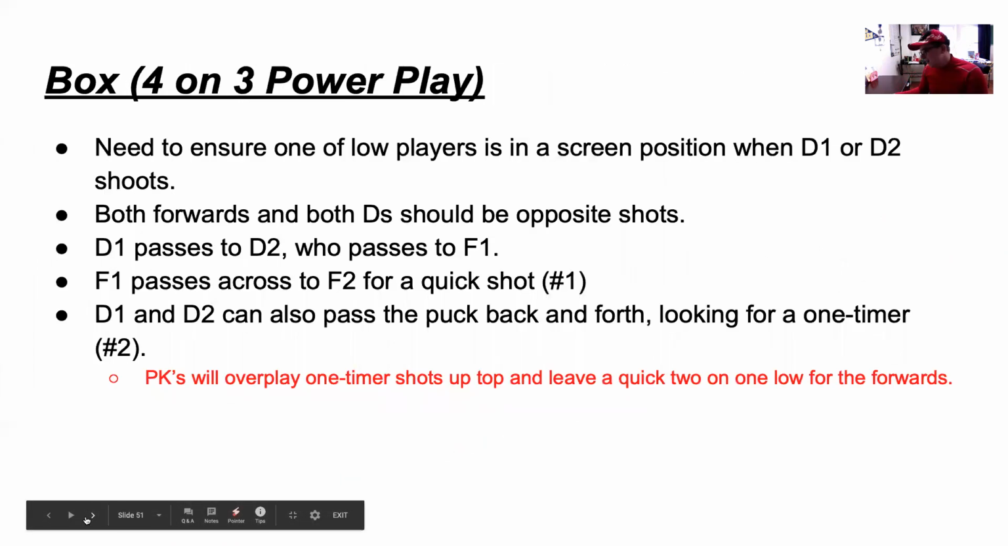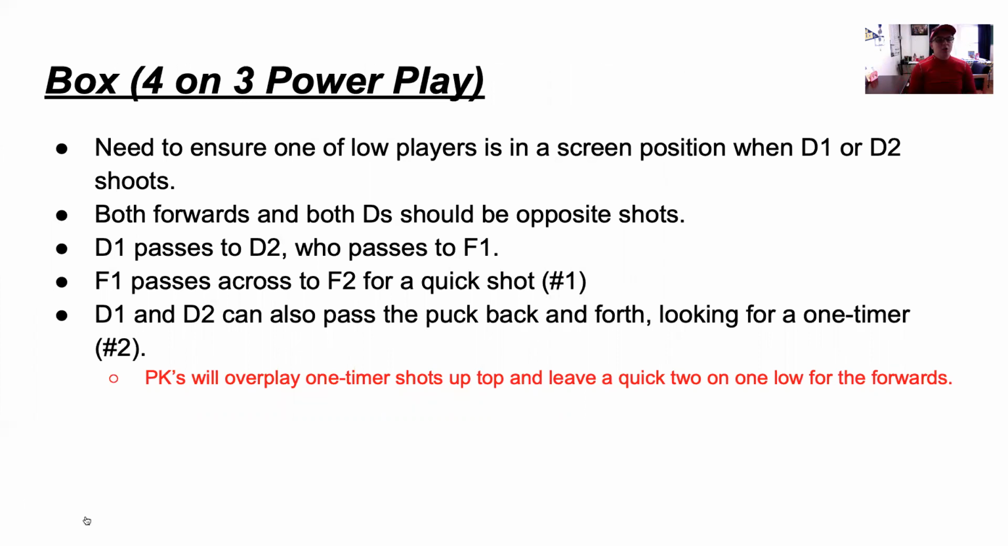And then we have the box, which is the 4-on-3 power play. We need to ensure one of the low players is in a screen position when D1 or D2 shoots. Both forwards and both Ds should be opposite shots. D1 passes to D2, who passes to F1. F1 passes across to F2 for a quick shot, which is play number 1. Or D1 and D2 can also pass the puck back and forth looking for a one-timer, which is number 2.